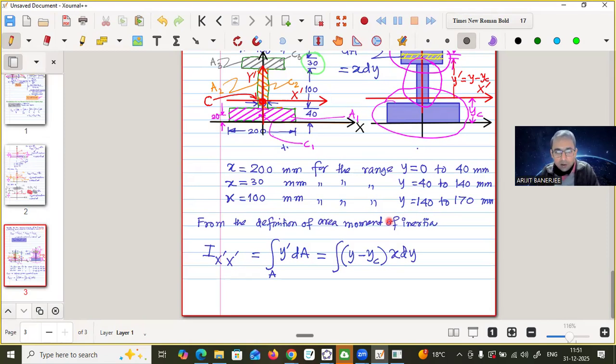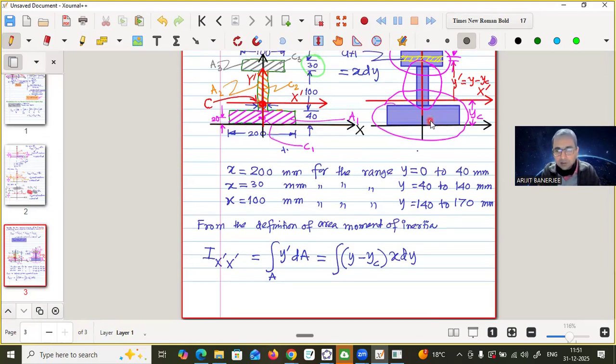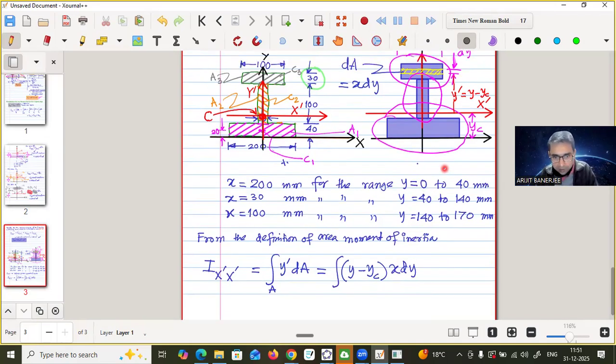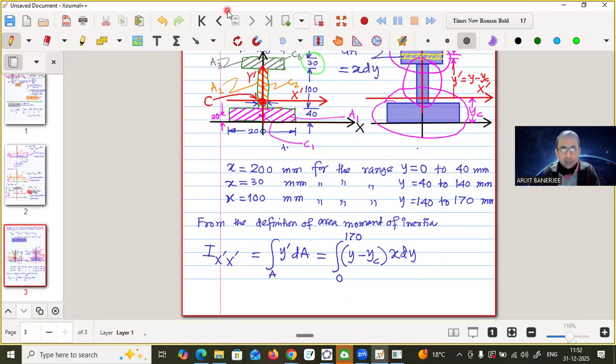And now what is the value of y? Value of y varying from 0 to how much? 170, isn't it? 0 to 170 total. Next, I will just split this into three ranges of integration. One is from 0 to 40 for this area. Another is from 40 to 140 for this area. And the third is from 140 to 170 for this area. So that x can be taken out of the integration because x will be constant for individual areas. Okay, is it clear? Is the strategy clear?